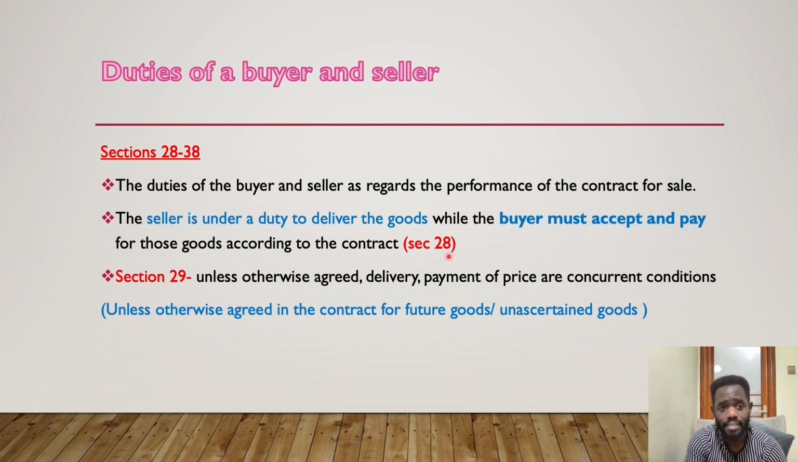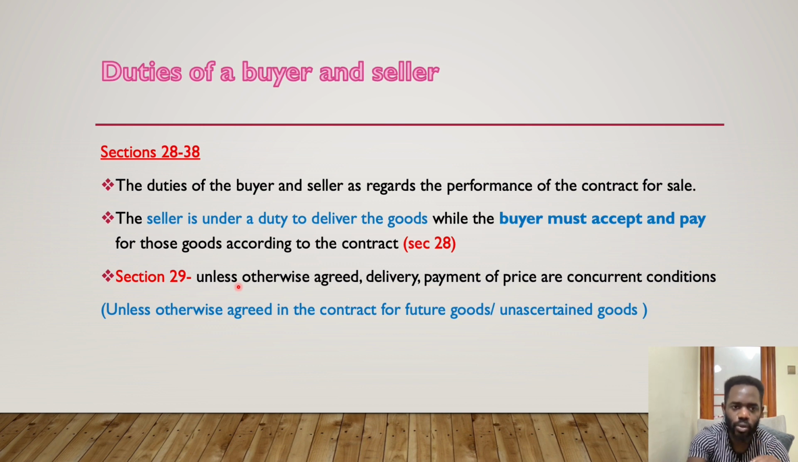Now, over and above this, when it comes to delivery of these particular goods, unless it is otherwise agreed by the parties, and this is an exception, delivery and payment of the price for the goods must actually occur concurrently, meaning that if you buy a burger from Java and it's delivered to you, then as the burger is being given to you, you must actually also go ahead and pay for that particular burger.